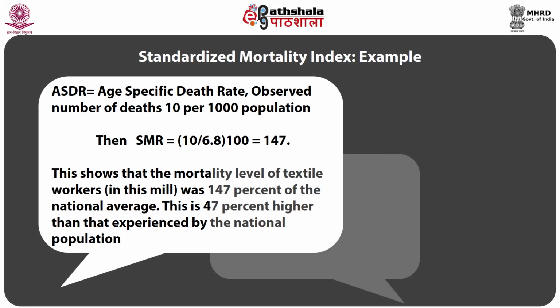SMR example: the age-specific death rate, observed number of deaths, is 10 per 1000 population. Then SMR equals 10 divided by 6.8, multiplied by 100, which is 147. This shows that the mortality level of textile workers in this mill was 147% of the national average. This is 47% higher than that experienced by the national population.